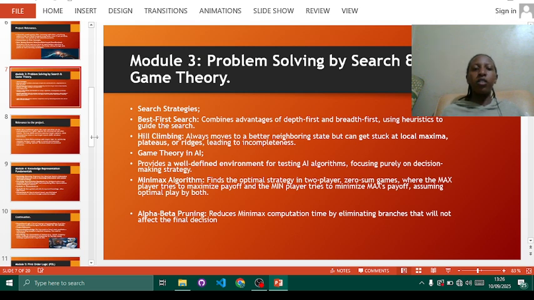We have game theory in AI. This provides a well-defined environment for testing AI algorithms, focusing purely on decision-making strategies. We have alpha beta pruning. This reduces computation time by eliminating branches that will not affect the final decision.